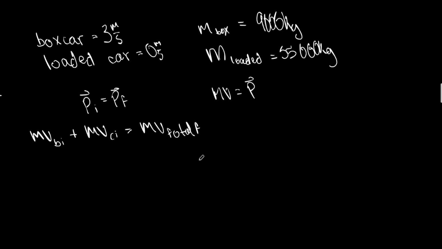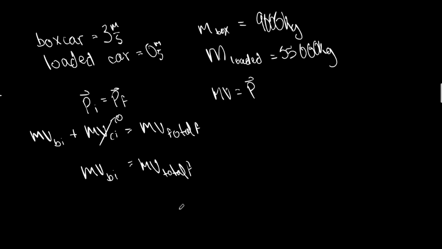Because we know our loaded car is at 0 meters per second, we don't need to know what the mass of the loaded car is. Even though we're given it, we don't necessarily need it for the initial portion of this equation. Because regardless, our velocity is 0, so we don't have any momentum. So this just goes to 0. So now we're just left with m v sub b, i, is equal to m v total of our final. Right? So now we have a written conservation of momentum expression.